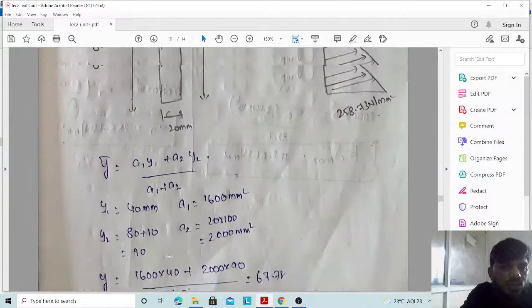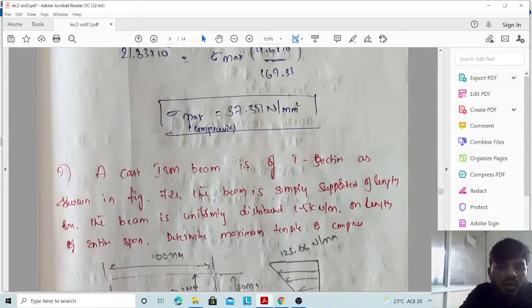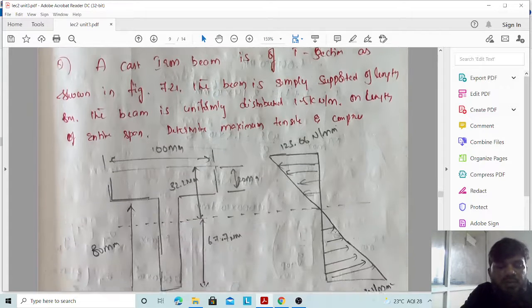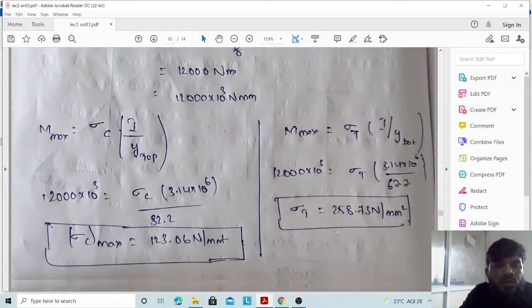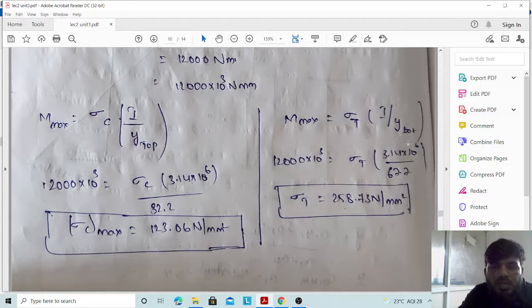They have asked us to draw the diagram most probably. Let us see the question once again. They have told to determine the maximum tensile and compressive stresses, both. Tensile stress will be present at the bottom, so you have to take the bottom section for tensile force. For compressive force, here I have used sigma c. For compressive force, you have to use the top flange or the top surface of the flange. Okay, so that's why I have used y top.